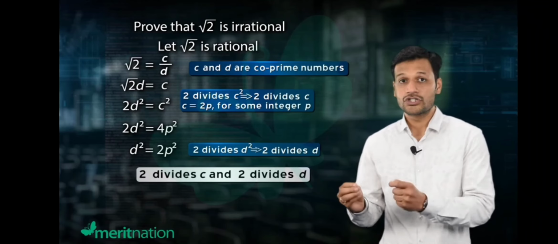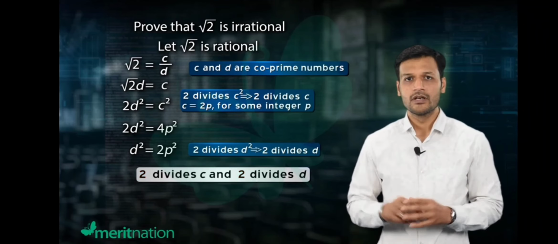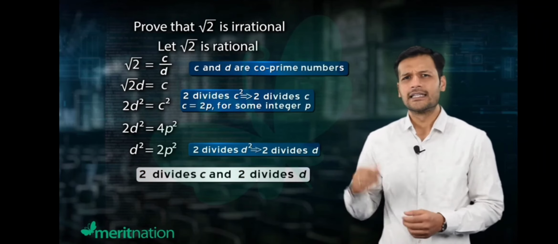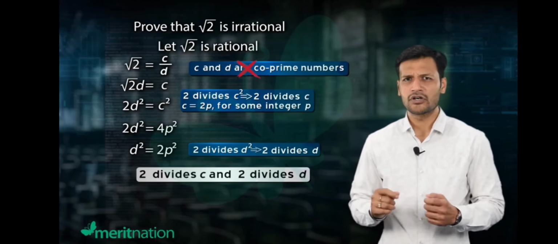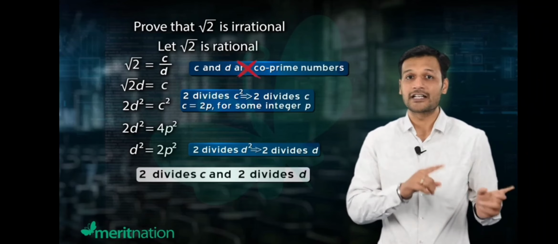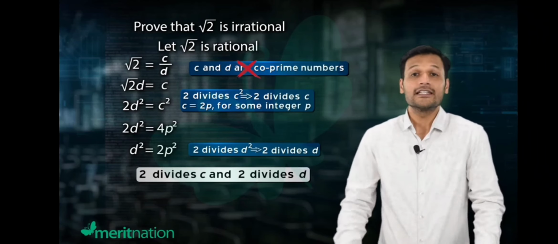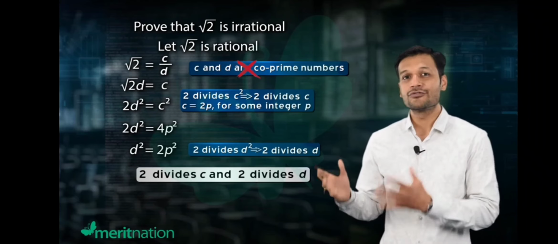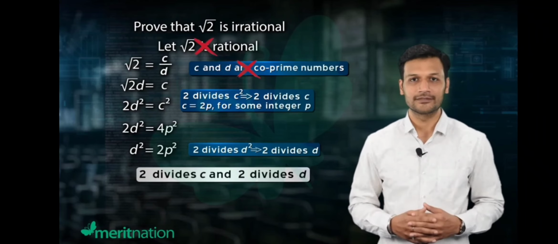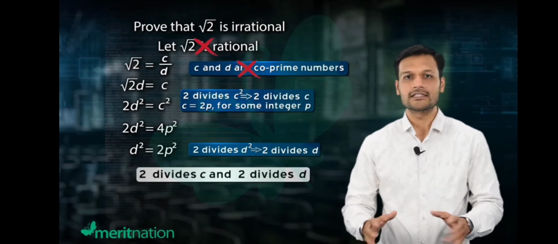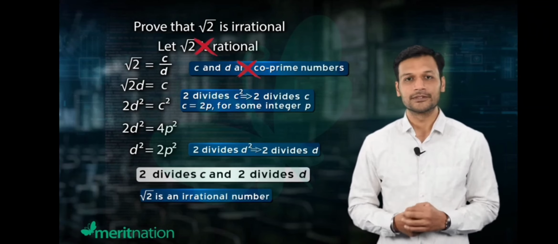Therefore, c and d share a common factor which is 2, which further implies that c and d aren't co-prime numbers because they have one more common factor apart from 1, which is 2 in this case. Therefore, we can finally conclude that root 2 is not a rational number. Our assumption is incorrect. Hence, the final statement will be that root 2 is an irrational number.